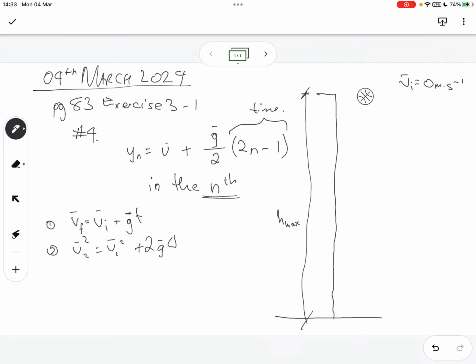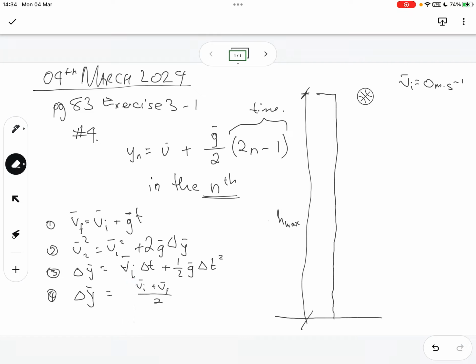You're looking for change in displacement. This one is v squared plus 2g times the change in displacement, delta y. The third one is: change in displacement equals initial velocity times change in time, plus a half multiplied by acceleration multiplied by change in time squared. And the fourth one? Displacement is equal to open bracket v initial plus v final over 2.